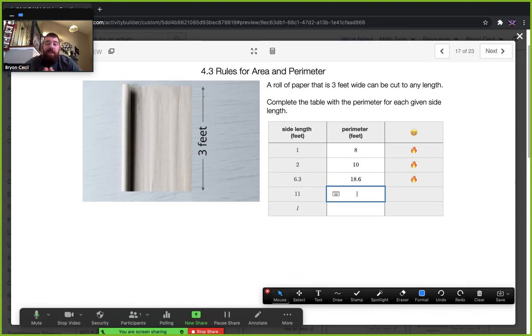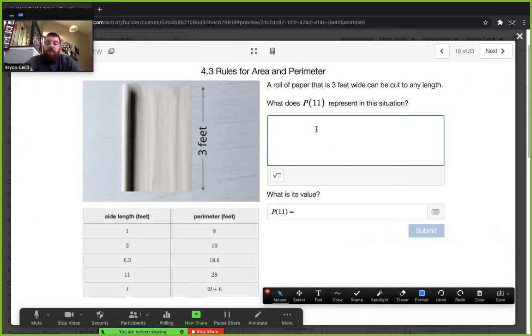11 times 11, okay, is what? 11 times 11 is 22. 22 plus 6 is 28. And then, oh golly. Okay, so this is going to be 2L plus 6 because we know that the length, we're going to take 2 times the length and then add 6, so 2L plus 6.